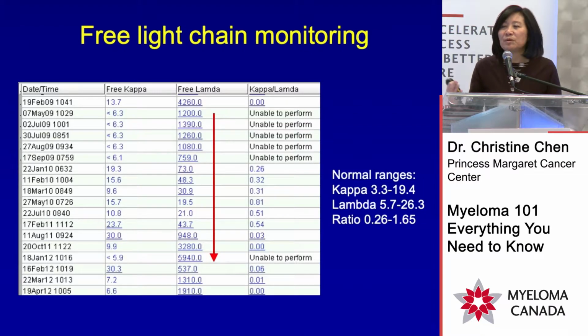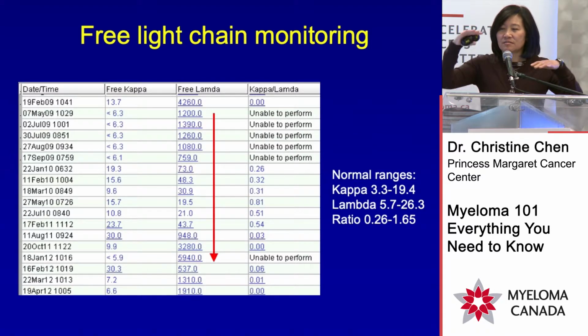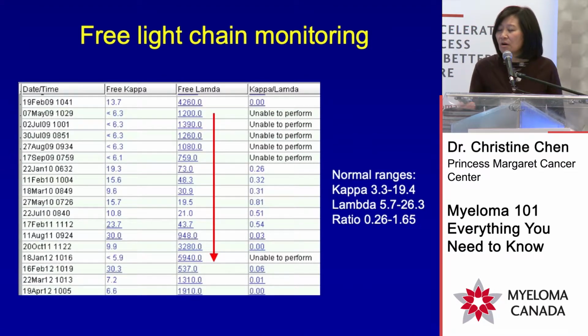Remember, most people make light chains also, but some people only make light chains. So we do the same with the light chains. We'll trend it. You can see that this patient started off with a light chain of over 4,000, and it's come down. We likewise look at the other light chain that's not affected, because sometimes it's suppressed and it will start coming up. So we start to see this balancing out of the two. All these numbers are useful for us to monitor your disease.